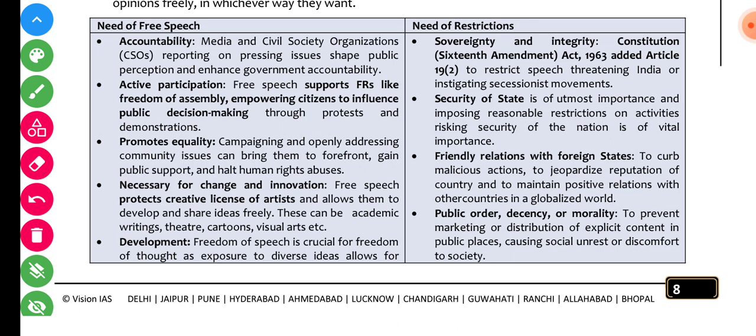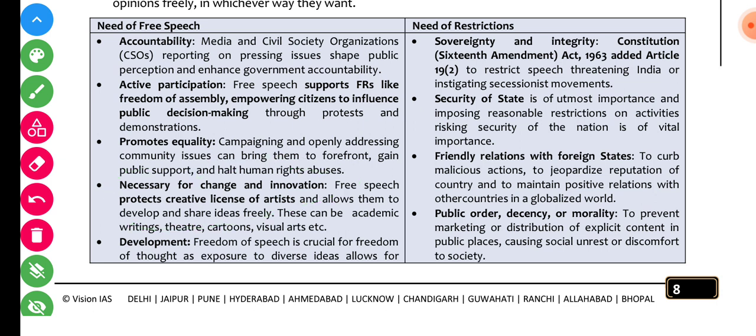The need for free speech: first is accountability, because media and civil society organizations reporting on pressing issues shape public perception and enhance government accountability. And active participation: free speech supports fundamental rights like freedom of assembly, empowering citizens to influence public decision making through protests and demonstrations, and promotes equality. Campaigning and openly addressing community issues can bring them to the forefront, gain public support, and halt human rights abuses, and it is necessary for change and innovation.